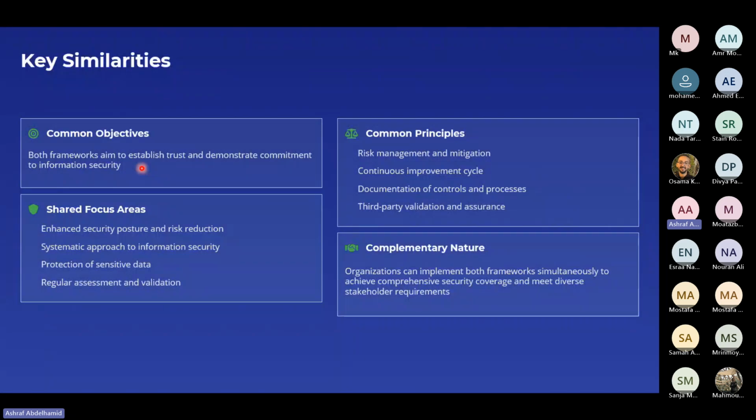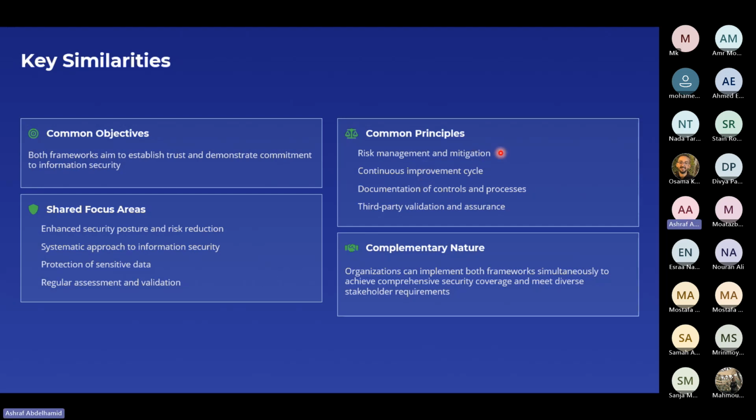They are both focusing on the security posture of the organization, on improving information security, and also on the sensitivity of the information and its protection. Also, both involve regular assessment. As we said, ISO certification is valid for 3 years but with annual surveillance, and SOC 2 has an annual audit. So they have a lot of similarity.